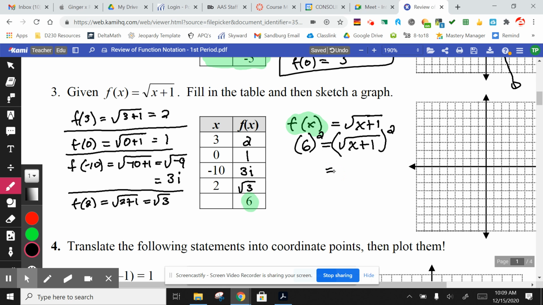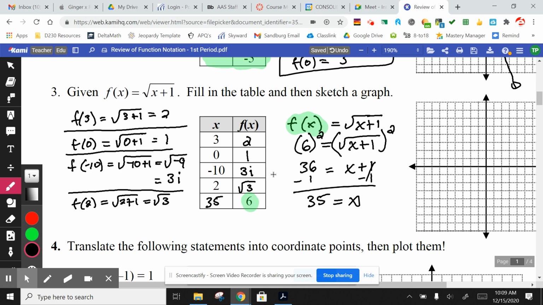The square cancels out that square root, so we just end up with an x plus a 1. And then the 6 squared is a 36. Subtract 1 from both sides, and we should end up getting a value of 35. So x is going to be a 35.